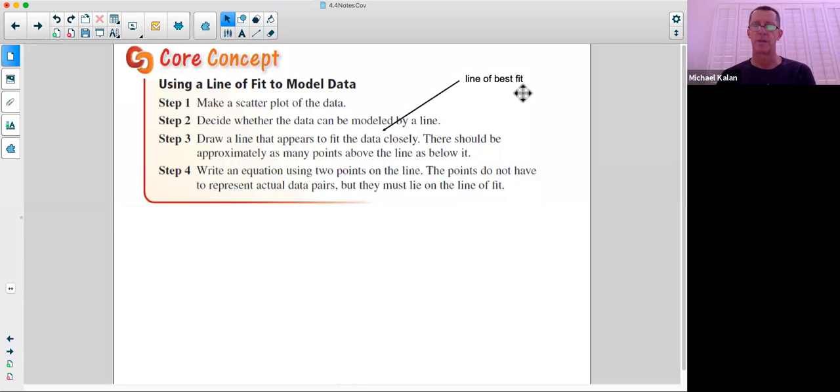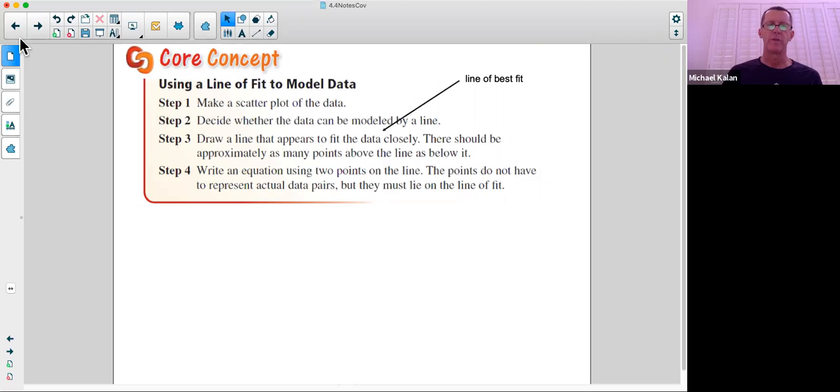Okay. Ooh, there goes the sound again. There should be approximately as many points above the line as below it. And that's approximate. Okay. And then step 4, write an equation using 2 points on the line, right? The points do not have to represent actual data pairs, but must lie on the line of fit, right?